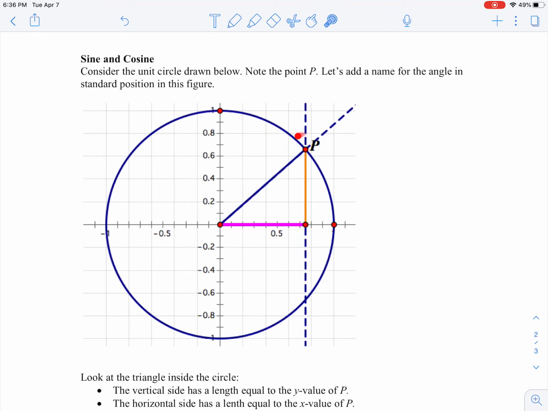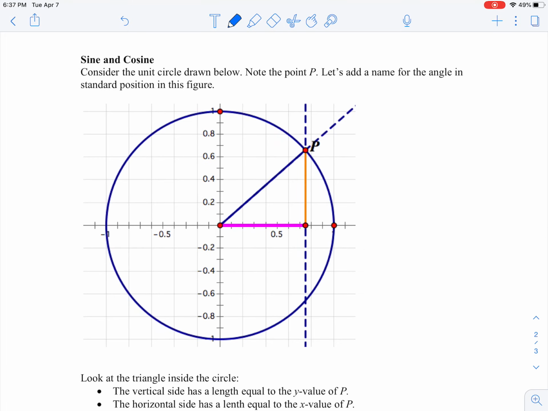Note the point P. Let's add a name for the angle in standard position in this figure. So remember, standard position starts at the x-axis and extends in the positive, that is counterclockwise direction. So there's our angle, and we're going to call that angle theta. That is a Greek letter theta. Another angle measure letter you will commonly see is phi, sometimes drawn like that.